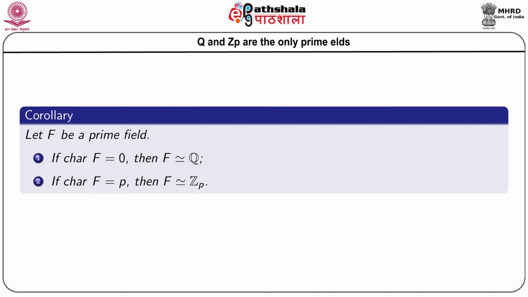How does it follow? Suppose F is a prime field and the characteristic of F is equal to 0. Then it follows by the previous result that F has a subfield which is isomorphic to Q. But since F is a prime field, it cannot have any proper subfield, and thus it follows that Q is isomorphic to F. The similar case is for Zp.